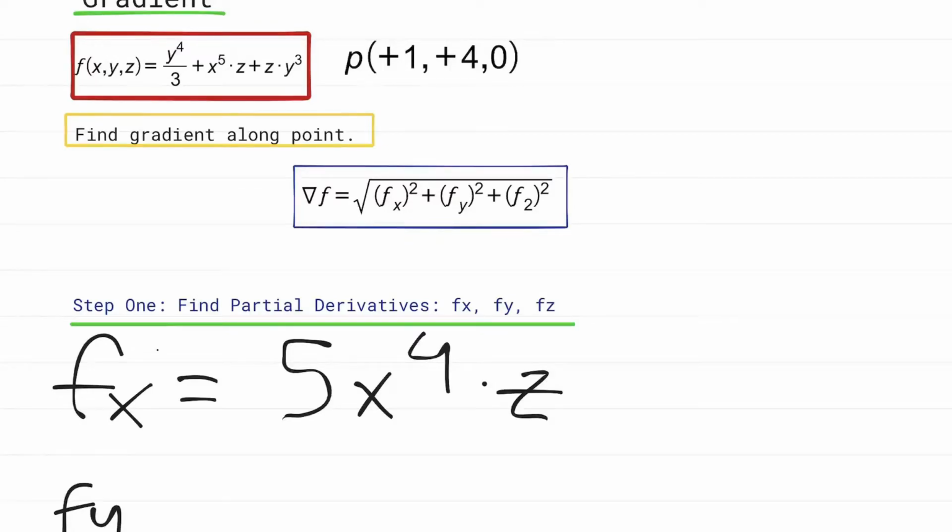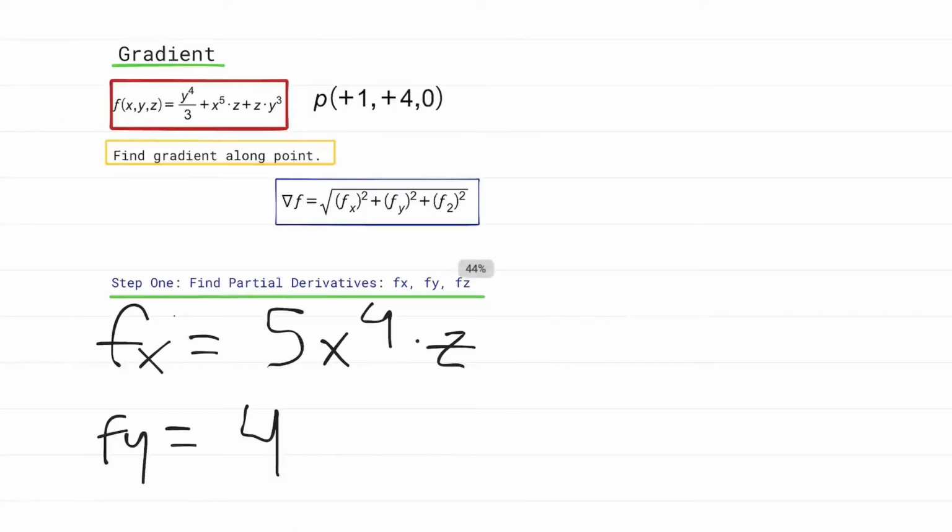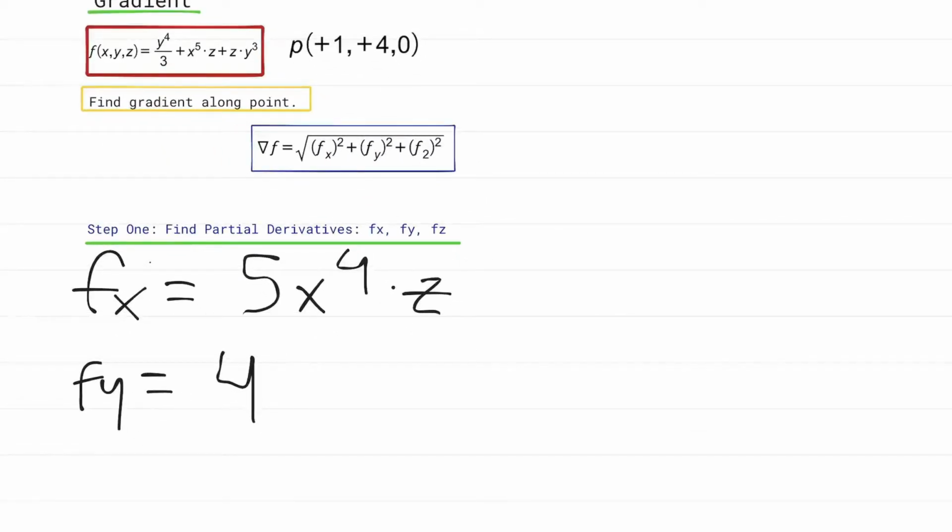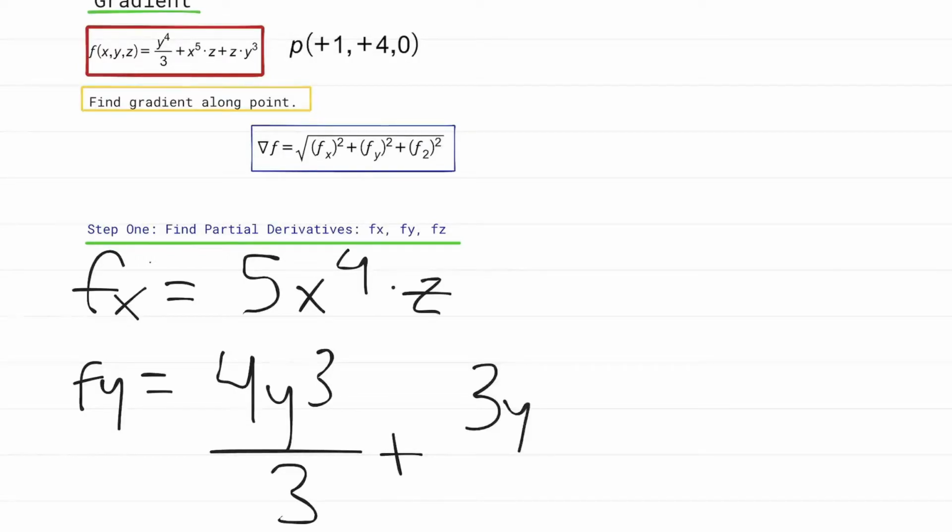Now our partial y, the middle term x⁵ times z has no y term, so that's a constant that goes to 0. However, y⁴/3 has a y term, z times y³ has a y term, so now the partial derivative with respect to y. So for the first term, y⁴/3, the 1/3 is just a constant, so we technically just derived y⁴, which is 4y³, plus z times y³, where z is a constant, so we leave it, and taking the derivative of y³ would be 3y² times z. So that's our partial with respect to y.